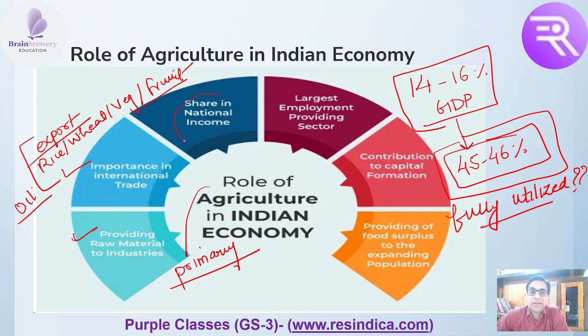Then share in national income. Obviously a lot of income that agriculture is contributing to our country. Whenever we say national income, that means what income agriculture is generating for the country, what income the secondary sector is generating for the country. So agriculture has a good share in the national income of our country. Then the largest employment providing sector: obviously 45% to 46% of the Indian working age population, not working age, we cannot even call it working age because this employs children also.